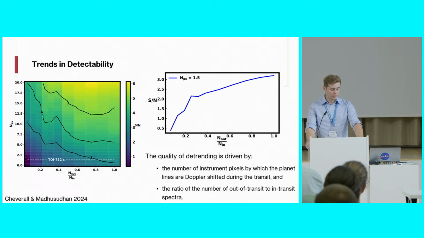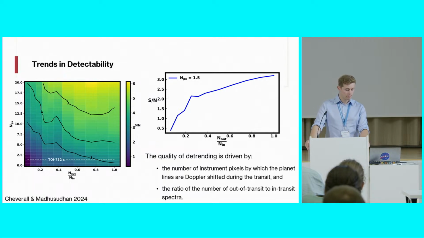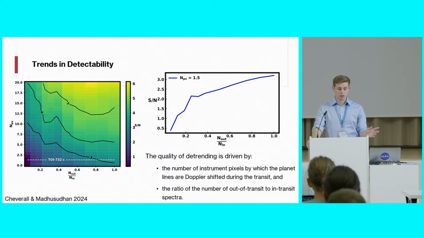So moving on and thinking, how many out-of-transit spectra do we need to probe these temperate planets? We think that the quality of the detrending is driven by two main factors. Firstly, the number of instrument pixels by which the planet lines are Doppler shifted during the transit, which is called MPX, and secondly, the ratio of out-of-transit to in-transit spectra. We explore this parameter space doing loads more injection and recovery tests, and we show our results here on the left-hand side.